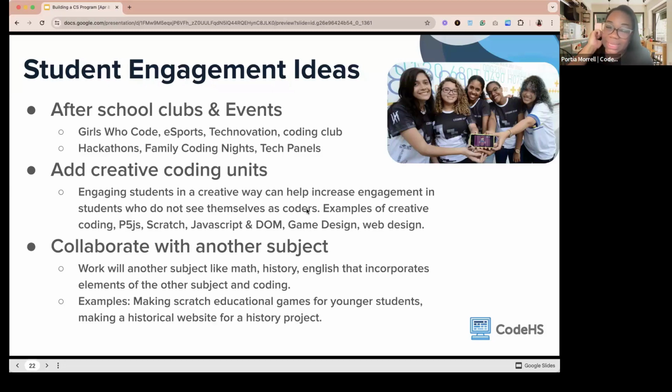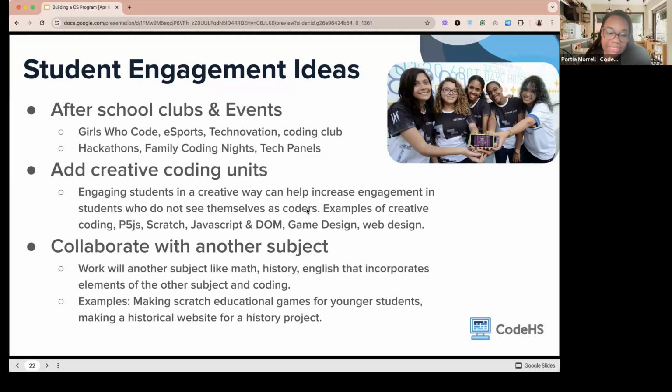Anything with visuals, I think, engages students in a different way than just text-based game design, as well as web design. I used a lot of web design in my 8th grade course, and I had them create a lot of pages that were personal to them or their interests. And a lot of students kind of saw themselves more as coders.